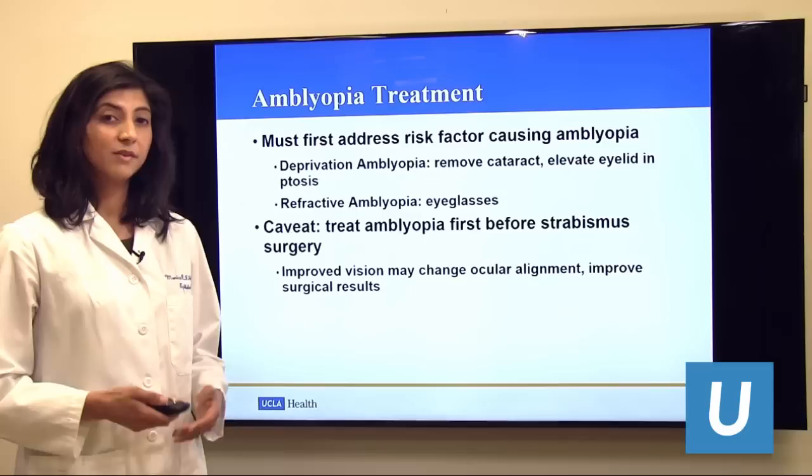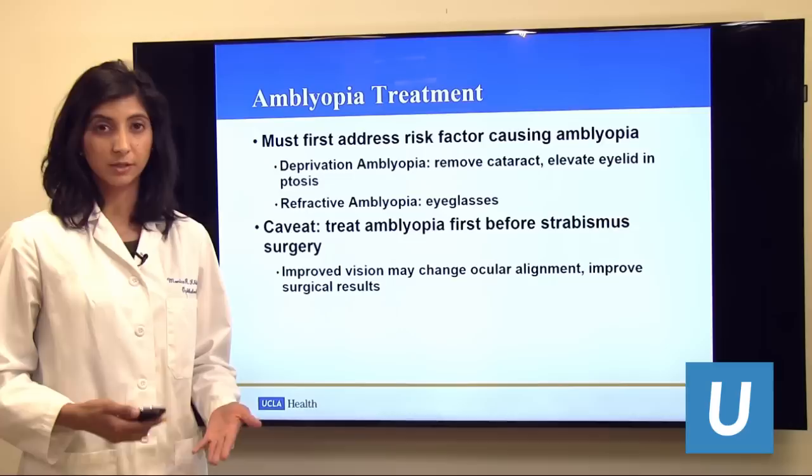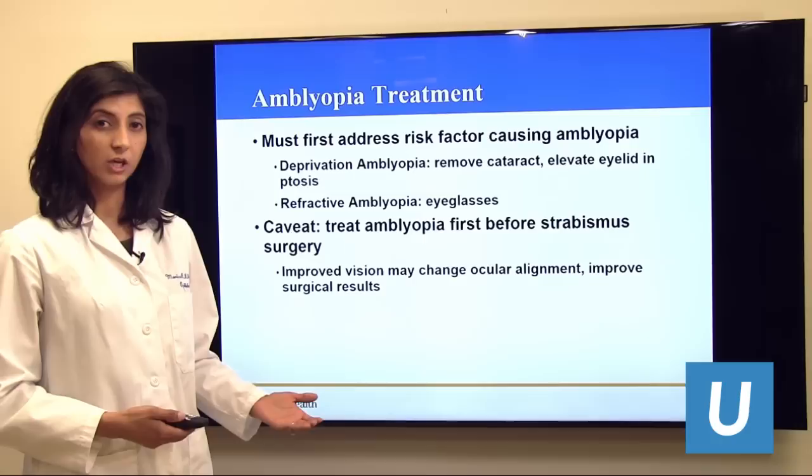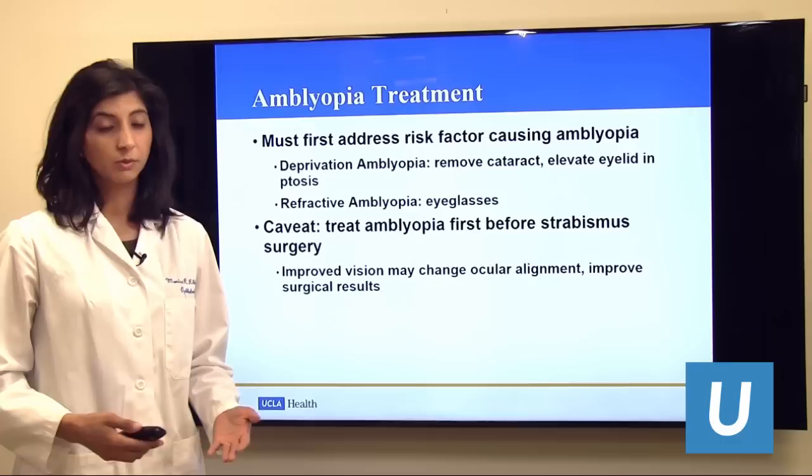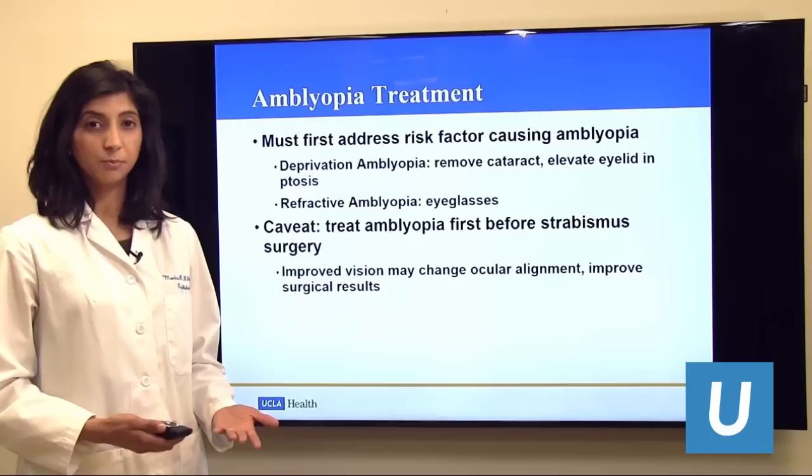So one of the main rules in amblyopia treatment is to treat the underlying cause first. First, get rid of the incriminating factor. So for example, in visual deprivation amblyopia, we want to remove the cataract if the cataract is the problem. In ptosis, we want to do eyelid surgery to raise that eyelid if that's the incriminated problem. In refractive amblyopia, we give eyeglasses to remove the blur.